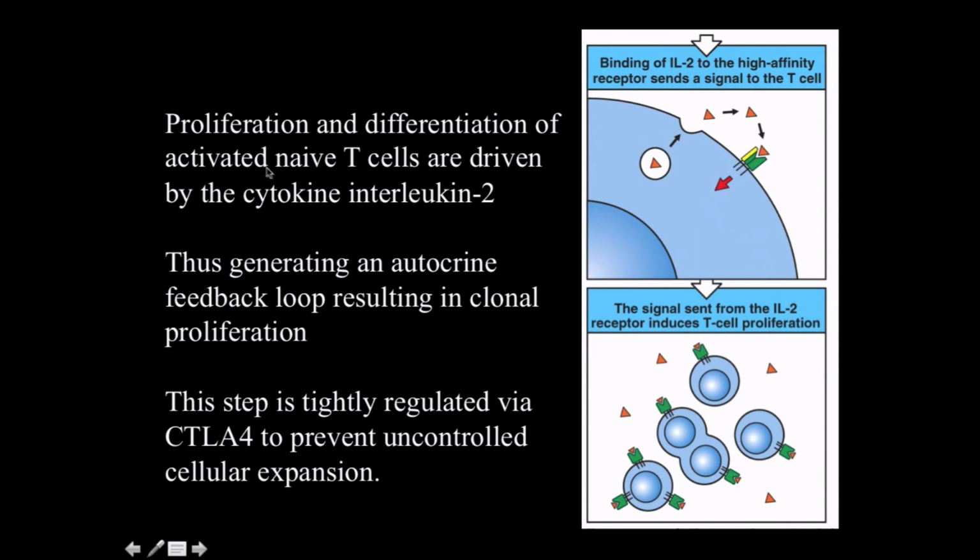Proliferation and differentiation of activated naive T cells are driven by the cytokine interleukin 2. Its nickname is the T cell growth factor for a reason, right? And so this generates an autocrine feedback loop resulting in clonal proliferation, right? 2 becomes 4, 4 becomes 8, it has this logarithmic kind of growth.